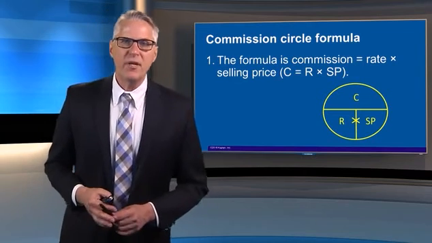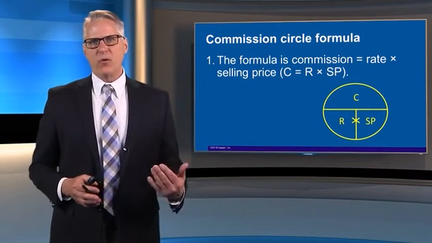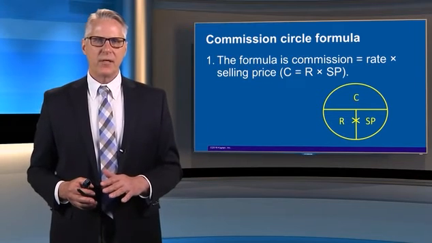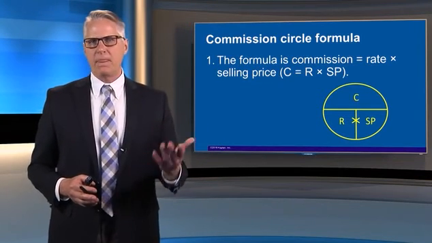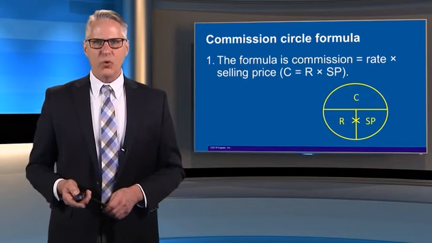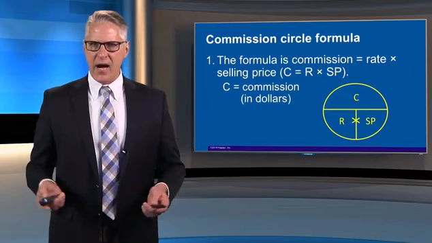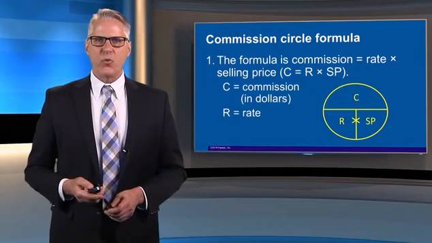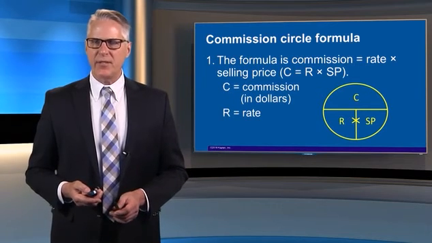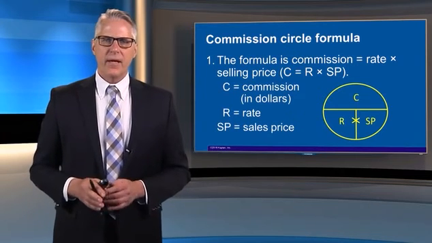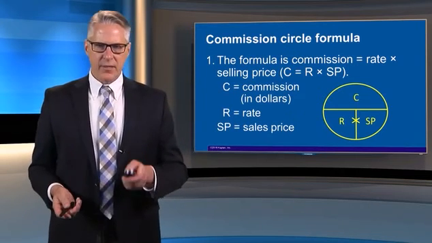So commissions. Commissions equal the commission rate times the selling price. So the commission rate, X% times the selling price, will equal your commission. And the commission is going to be in dollars, X number of dollars. The rate is going to be a percentage. That's the commission rate your brokerage is charging. And SP then is the selling price.